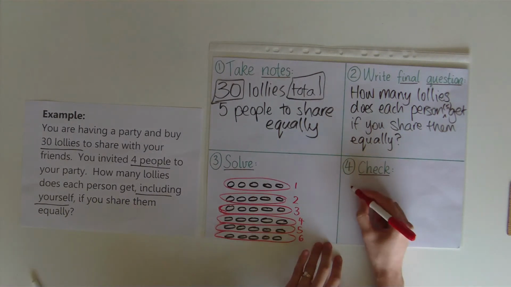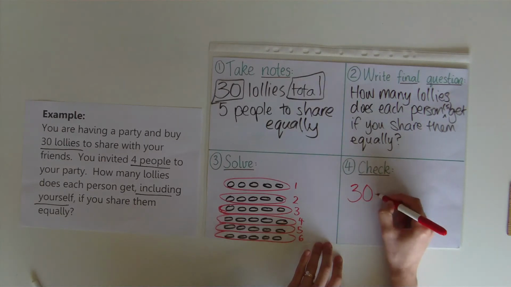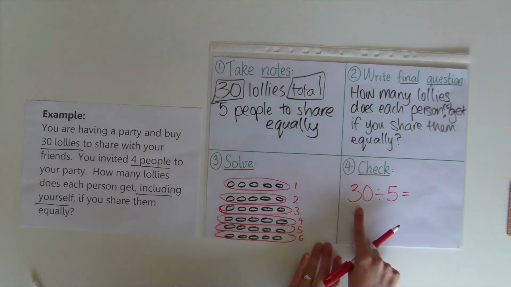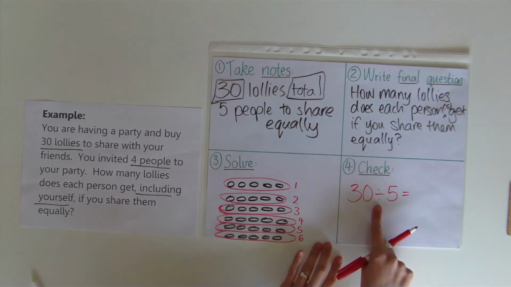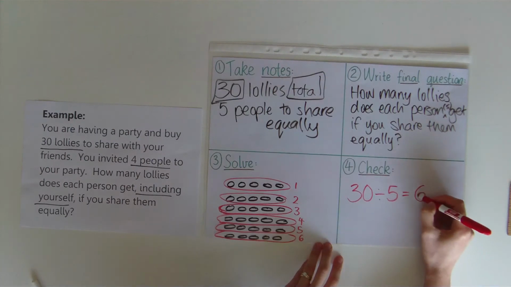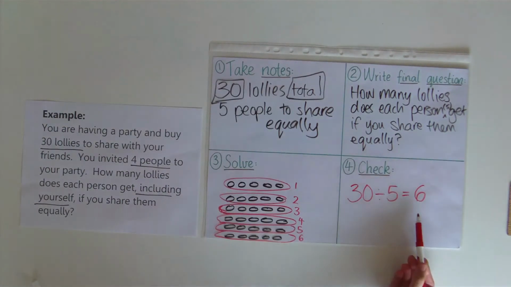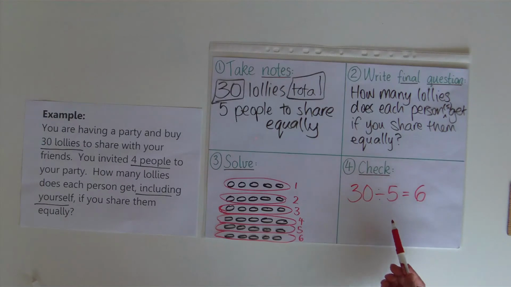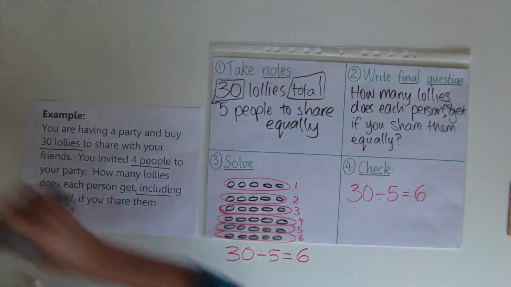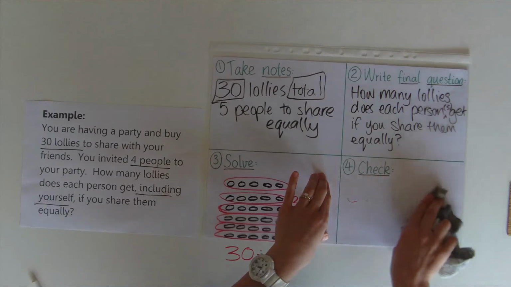So therefore 30 divided by 5, we have 30 lollies in total, and we want to share it with 5 people. There will be 6 lollies each. Now, to check this question and to make sure that it is correct, well, actually I should probably put the 30 divided by 5 equals 6 in the solve section. I'll just rub this one off over here.